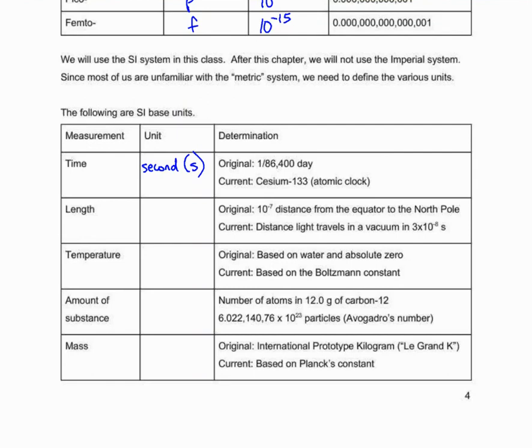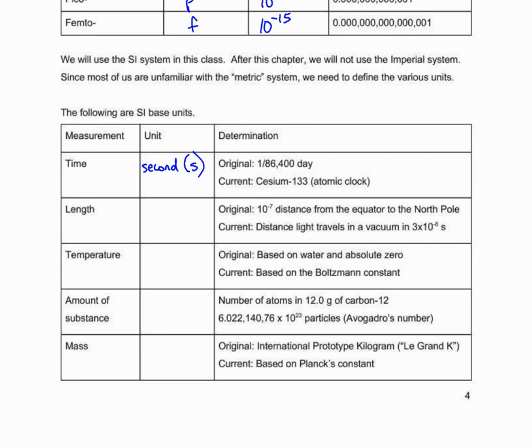Specifically, the time is measured in seconds. We're not talking about hours. We're not talking about minutes. We only use seconds. So if I were going to talk about a period of 10 minutes, I would say 600 seconds.